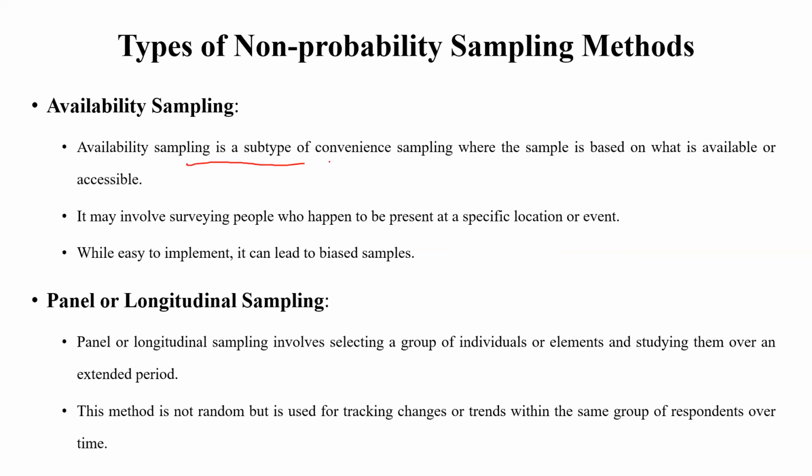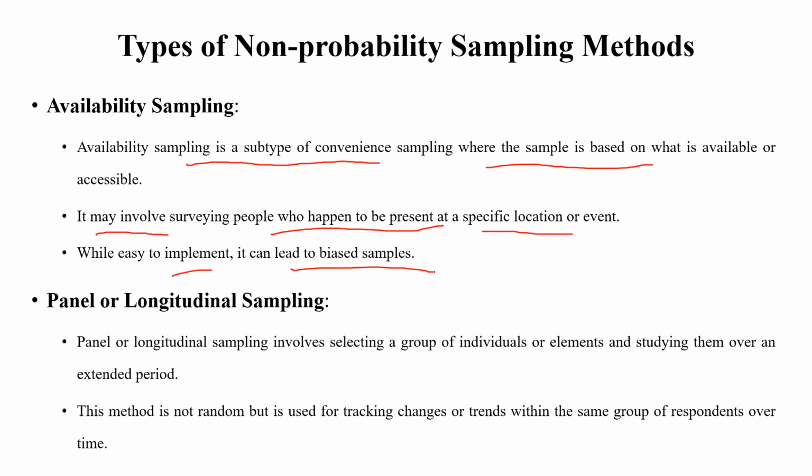Availability sampling is a subtype of convenience sampling where the sample is based on what is available or accessible. It may involve surveying people who happen to be present at a specific location or event. While easy to implement, it can lead to a biased sample.